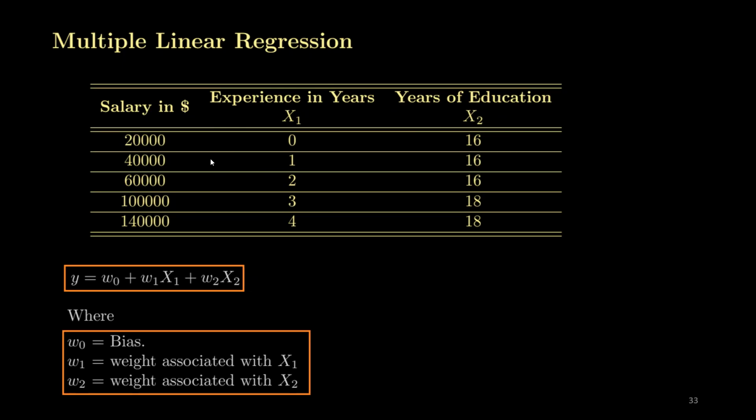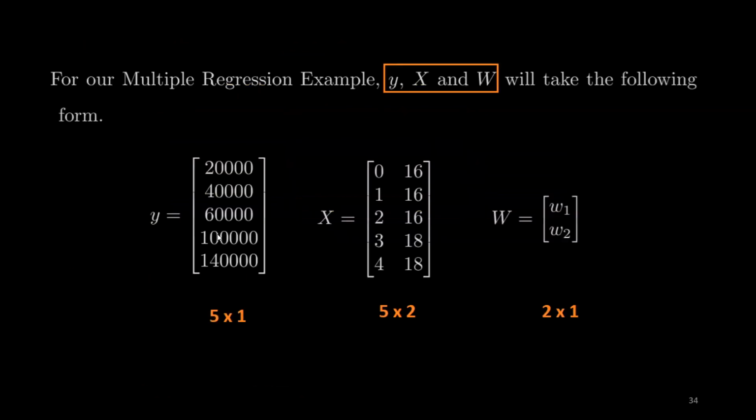This matrix will be Y. The matrix of salary, or the output variable, or the dependent variable, will be Y. The matrix of the features will be X, and the matrix of the weights will be W. So this is our Y, this is our X, and this is our W. Now, we have to note the dimensions or the sizes of these matrices. This is very important. Here we have 5 samples, therefore the size of Y matrix is 5 by 1.